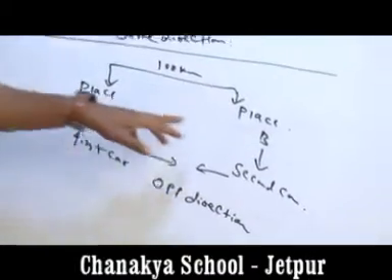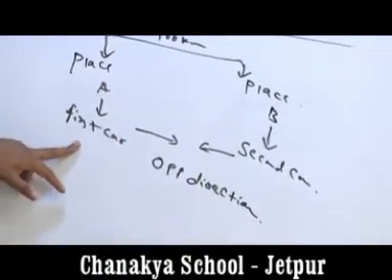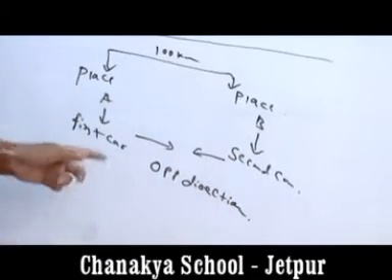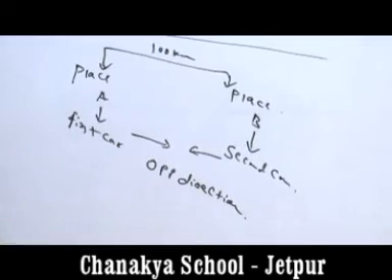Place A and place B are 100 km apart from each other. The first car is going to start from A and the second car is also going to start from B. They are moving towards each other. That means they are moving in opposite directions to each other.